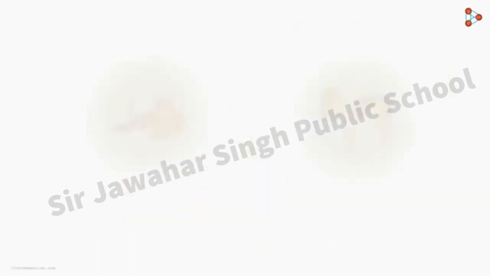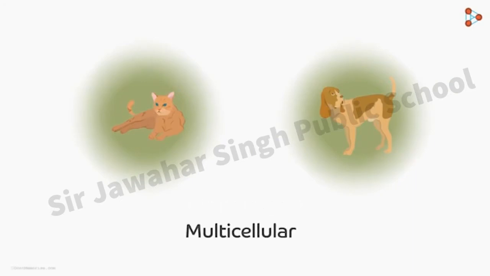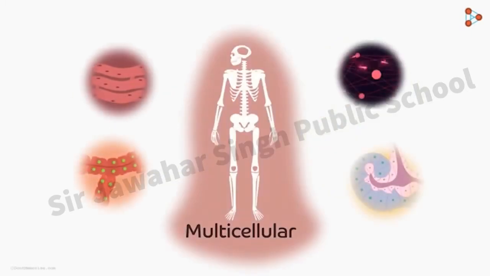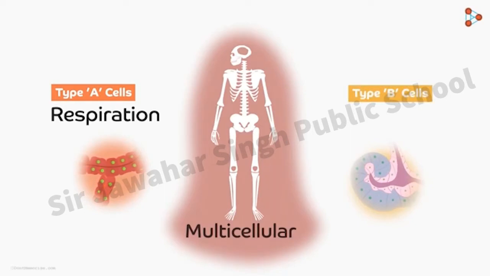What about a cat or a dog? Do they have a single cell? Of course they don't. They have many cells which make up their entire body. There are groups of cells which carry out different functions. For example, all cells of type A will carry out the function of respiration, and cells of type B will carry out the process of digestion.